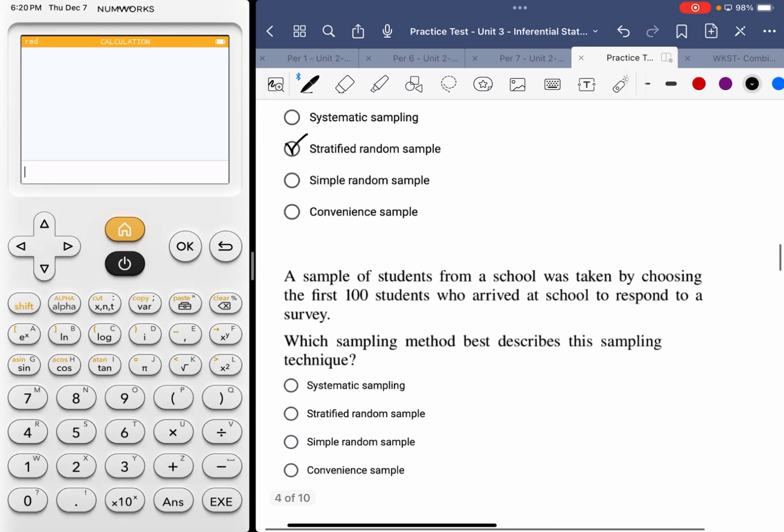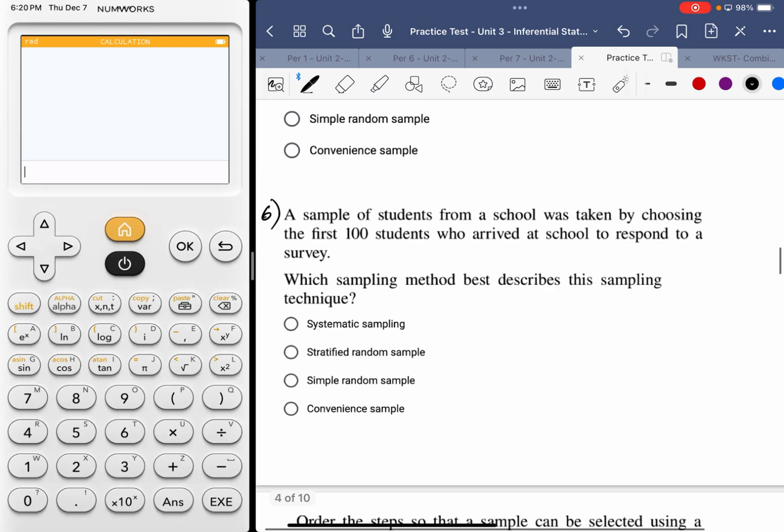Number 6, a sample of students from school was taken by choosing the first 100 students who arrived at school to respond to a survey. That would be a convenience sample.